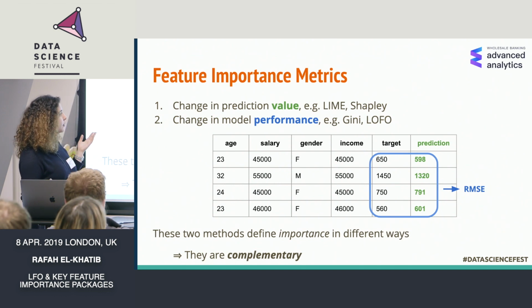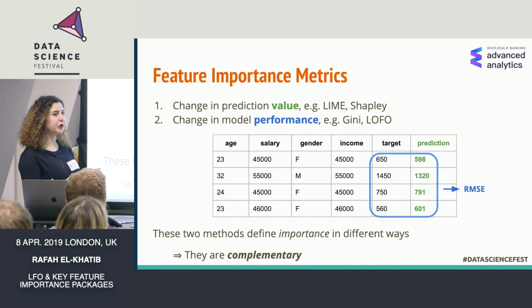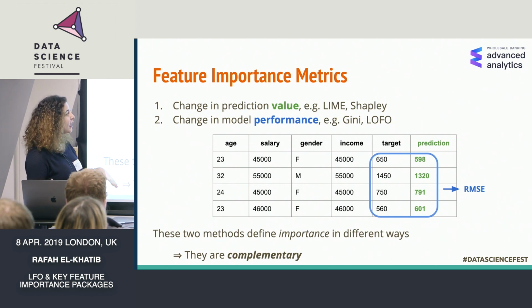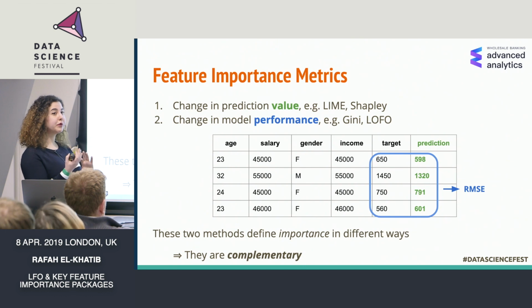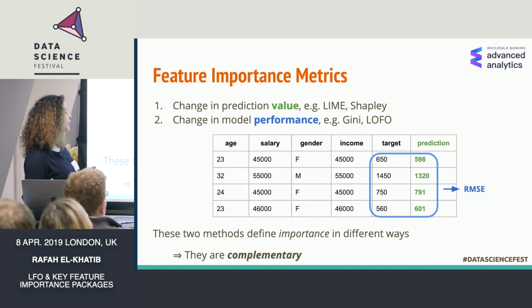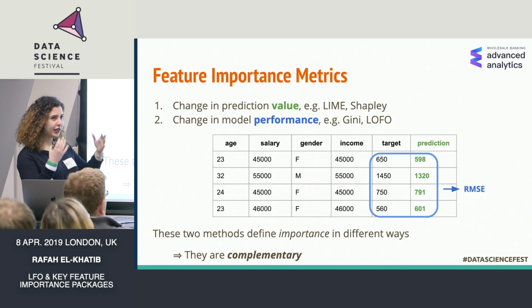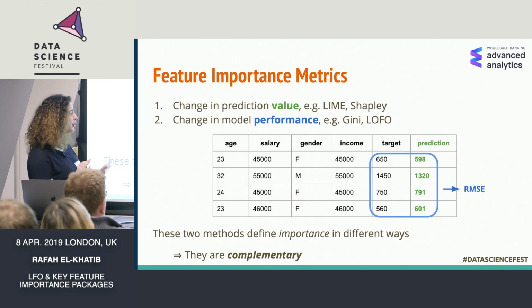The other way to define importance is to look at the performance of your model. What is the performance score? What is the accuracy? What is the root mean squared error? Something like that. That's by comparing the target, the real value, and your prediction, and seeing how your performance changes by changing, let's say, the features. So these are two different ways to look at importance. Neither is more right than the other, they're just different ways. They're complementary, let's say.